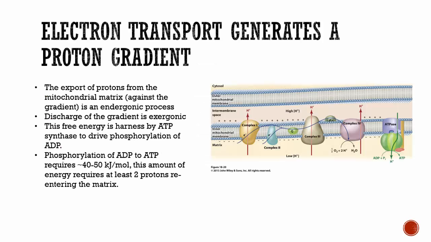The proton gradient that is created during the electron transport chain is an endergonic process. However, the flow of protons back across the membrane through ATP synthase releases energy that can be used to make ATP. The phosphorylation of ADP to ATP requires approximately 40 to 50 kilojoules per mole. This amount of energy requires the energy released of at least 2 protons re-entering the matrix per molecule.